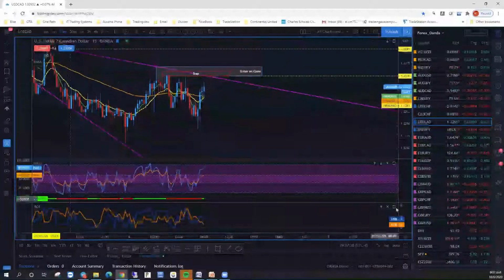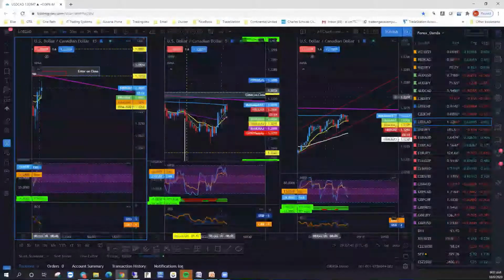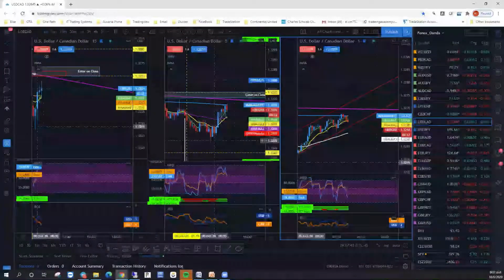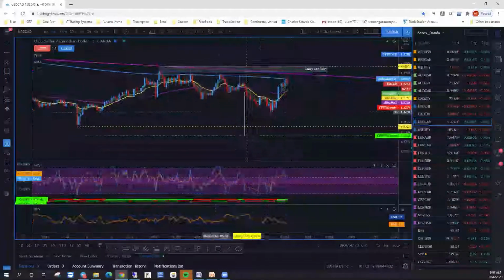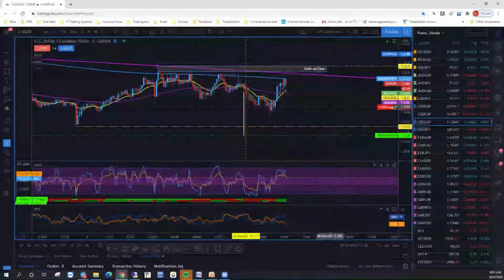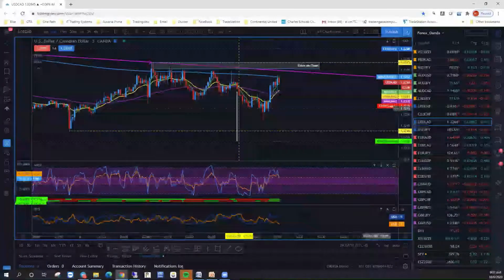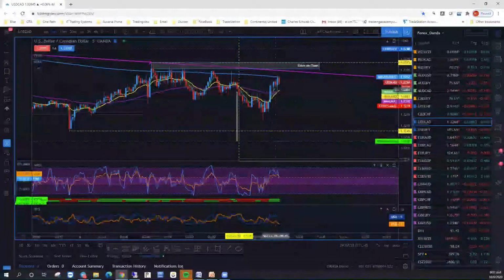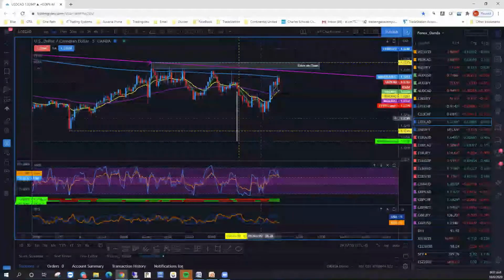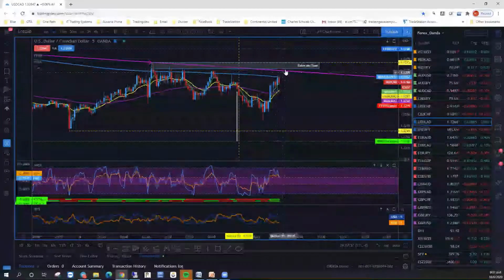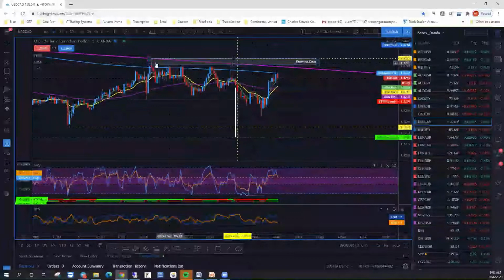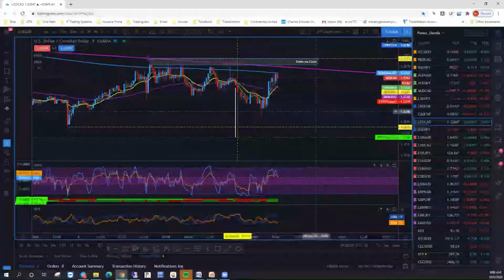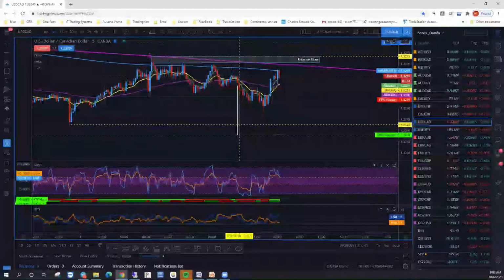Let's get back to our 5. What time is it? 9:07. This was the before 9 o'clock move right in here. And now we're looking for that reversal. I'm still looking for that reversal. I still think this is going to be respected here.